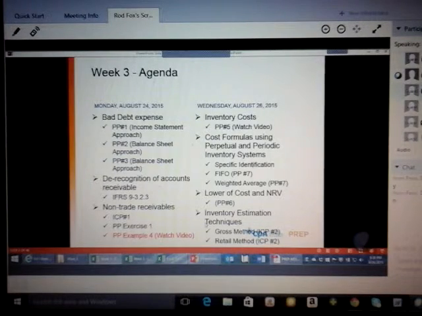The stuff that we're doing on inventory is actually probably a bit of a review for you guys as well. The lower of cost and net realizable value might be new to you, as well as the retail method when we're trying to estimate inventory. But aside from that, everything is pretty much straightforward and from introductory accounting.